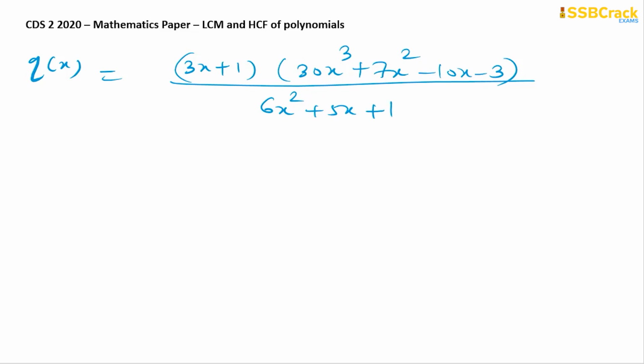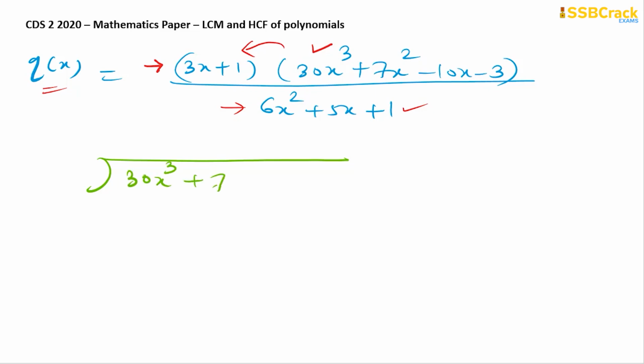Now hold on, see, you have the HCF polynomial linear. You cannot divide a linear polynomial by a quadratic, but you can divide this cubic polynomial by this quadratic. So do so and try to get the answer for this division of two polynomials, so that we can multiply it with this 3x + 1 to get the required q(x). So yes, we have to follow the division process now. So here is the division we'll do: 30x³ + 7x² − 10x − 3 divided by 6x² + 5x + 1.